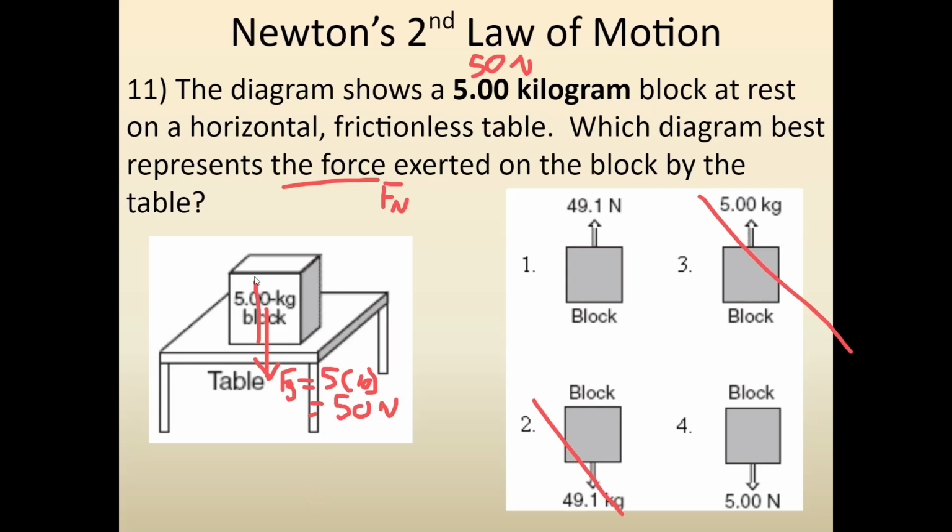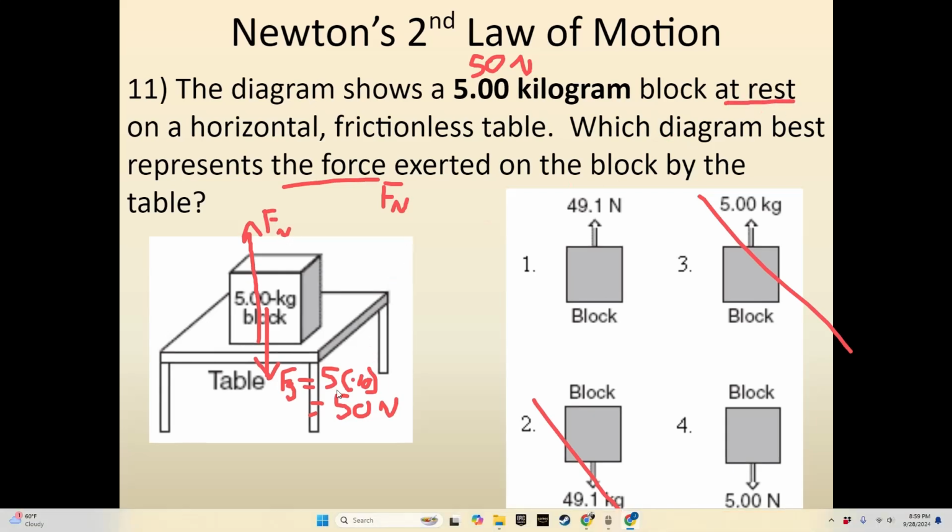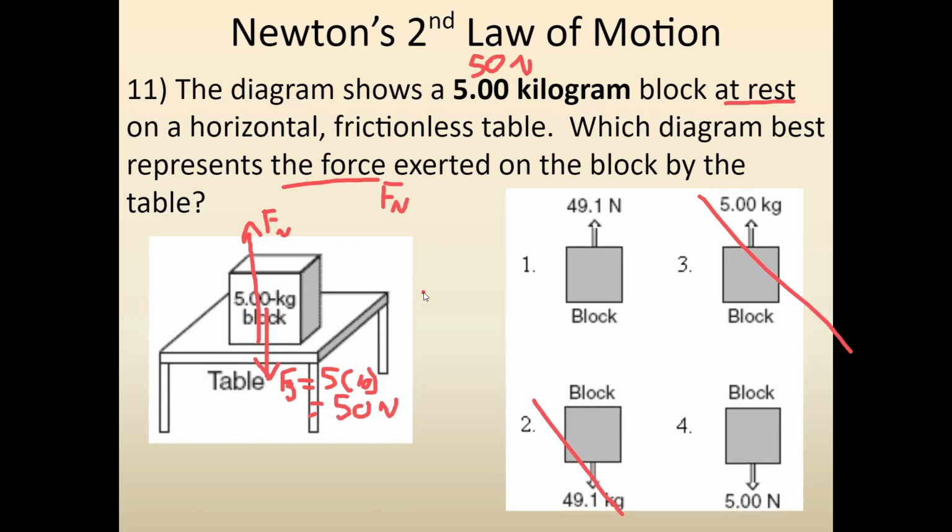And then there's a normal force from the table pushing up. Because the object is at rest, this object is in equilibrium, which means that these two forces have to be balanced. So if there's a 50 newton force going down, there must be a 50 newton force going up. So this one is not the normal force, which should be pushing up. This one's the normal force.